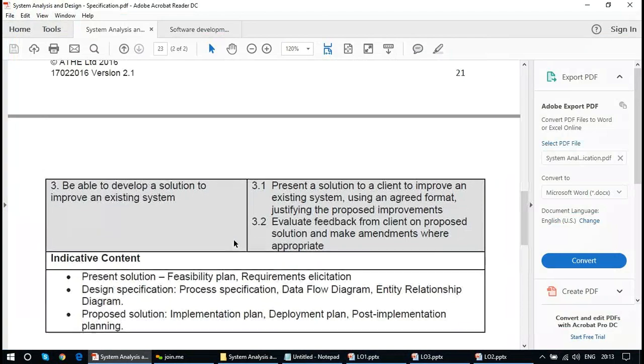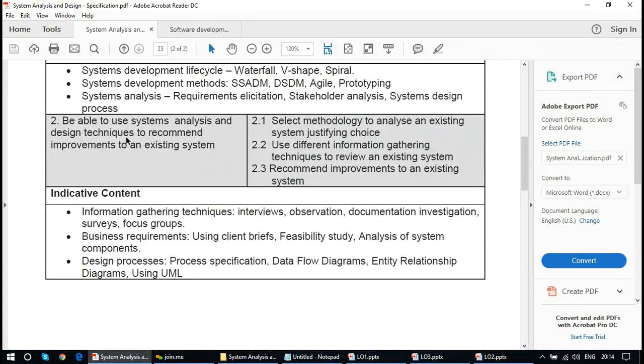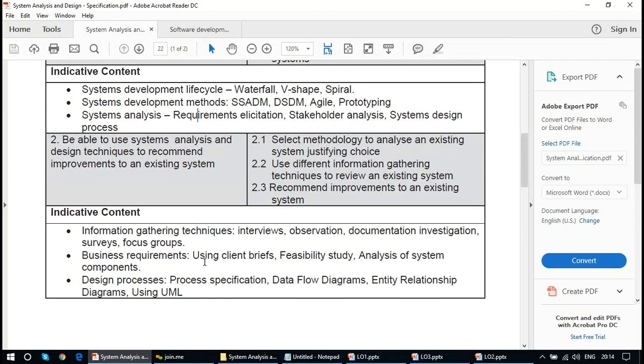So number two, improvements to the system, the title is not good enough. But basically we are still in the design phase: how you gather the information, how you get the business requirements, and how you define the design process.